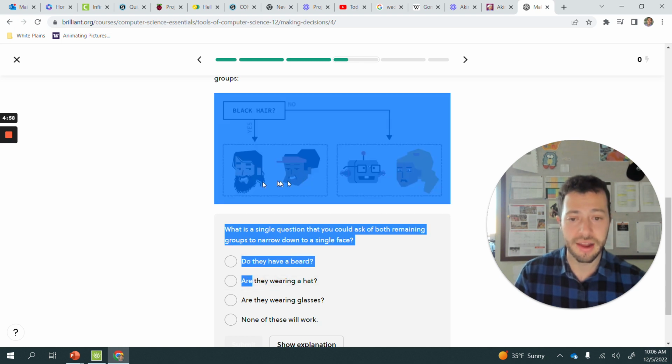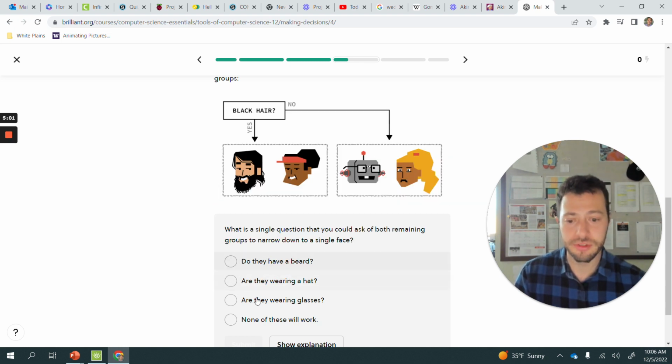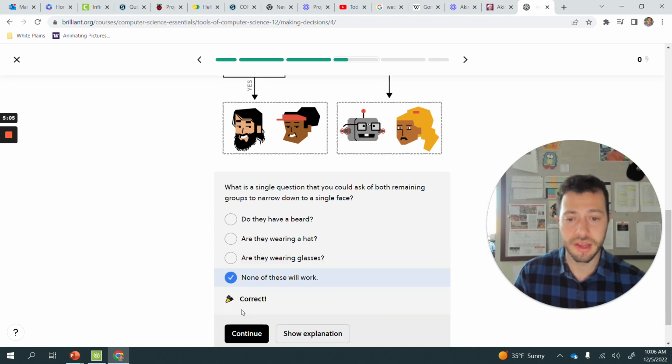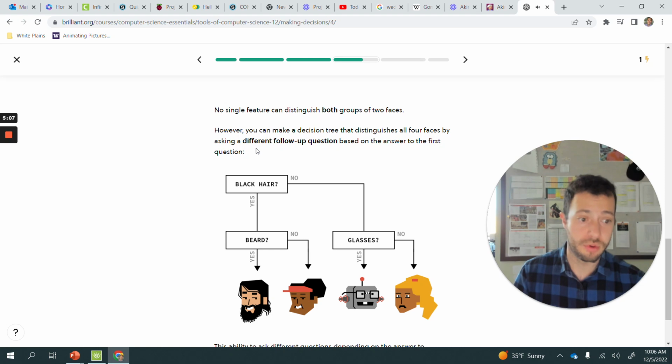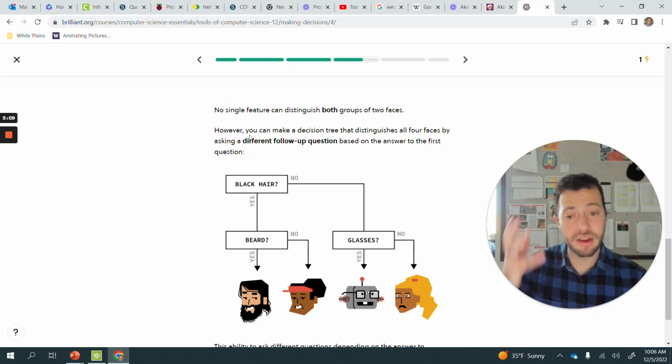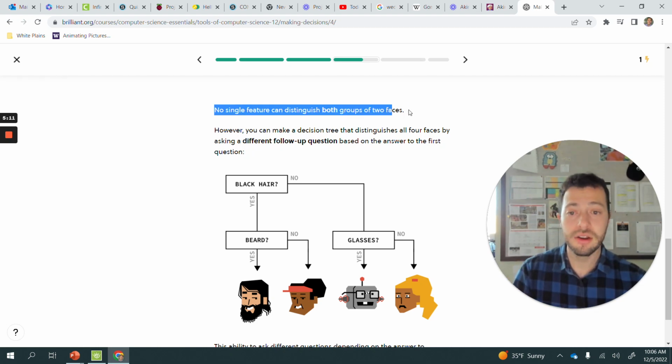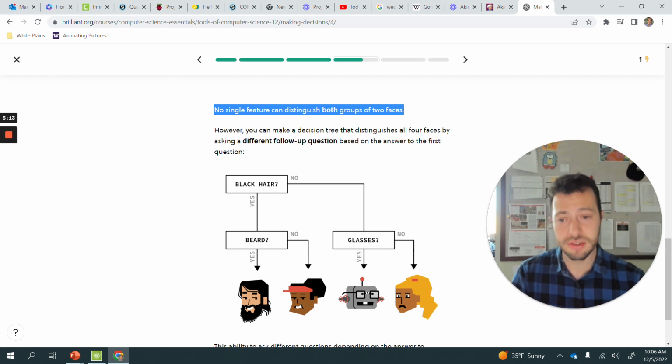Are they wearing a hat? Only one of them is wearing a hat, so it wouldn't help for this group. Are they wearing glasses? It helps this one. None of these are going to end up working over here. So we're not going to be able to use those questions to accurately get that answer over here. No single feature can distinguish both groups of faces.